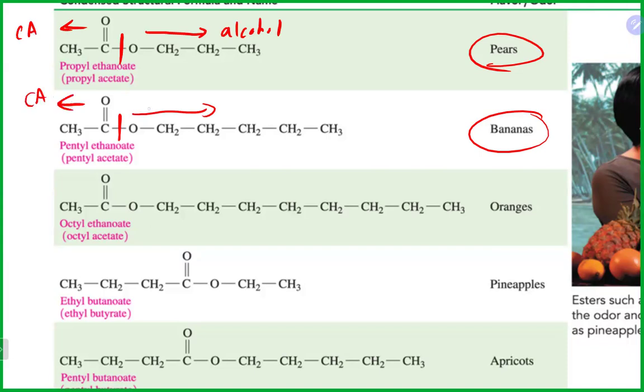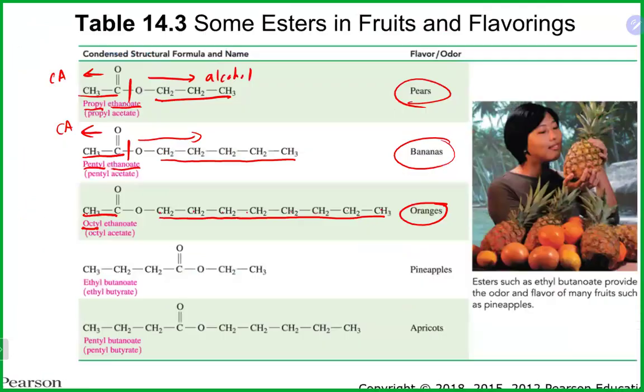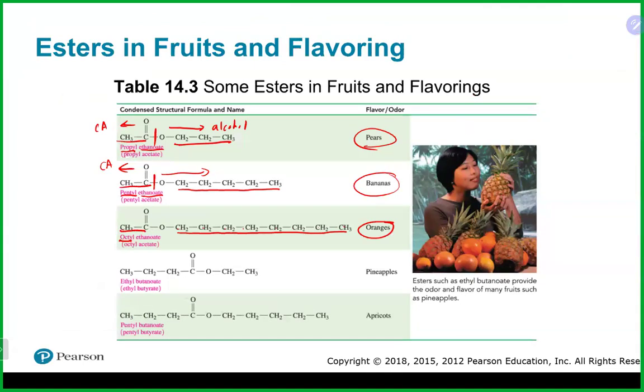So again, 3 carbons, propyl, 2 carbons, ethanoate. Here we have 1, 2, 3, 4, 5 carbons, which is pentyl, 2 carbons, ethanoate, and so forth. Here's oranges, a big old alcohol chain there, basically of 1, 2, 3, 4, 5, 6, 7, 8 carbons, octyl, and 2 carbons there for our ethanoate, obviously pineapple and apricots as well. So these esters are responsible for a lot of flavoring, also a lot of smells and aromas that come about as well.